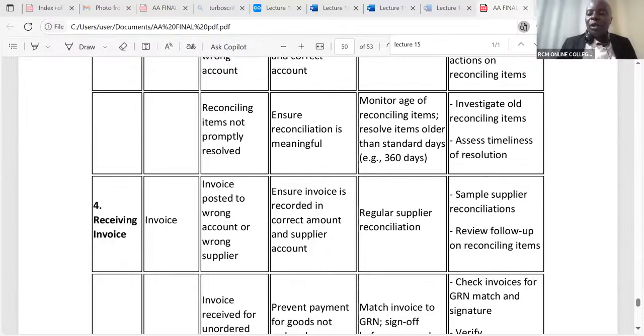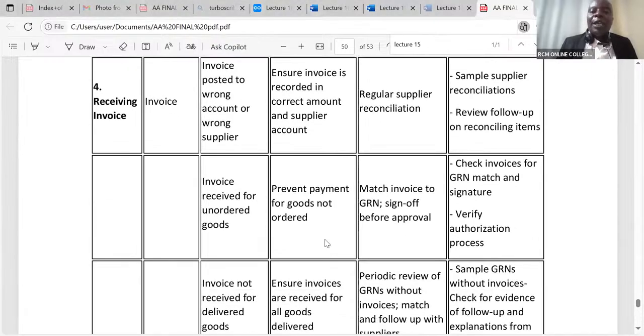What else could go wrong? So many things can go wrong. Invoice received for unordered goods. Yeah, especially when there is collusion. So if we have a control, then the control objective here will be, if we don't want to get into this problem, to prevent payment for goods not ordered.